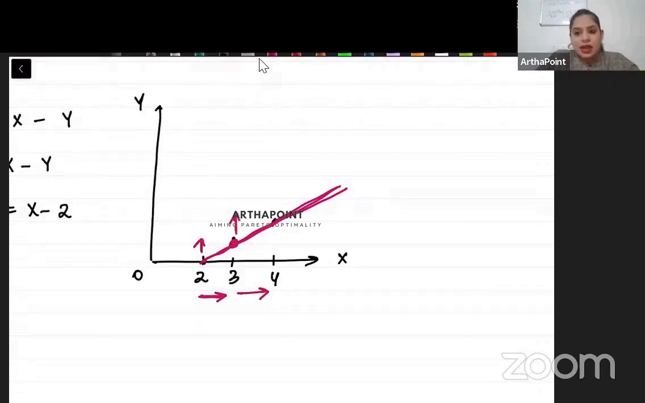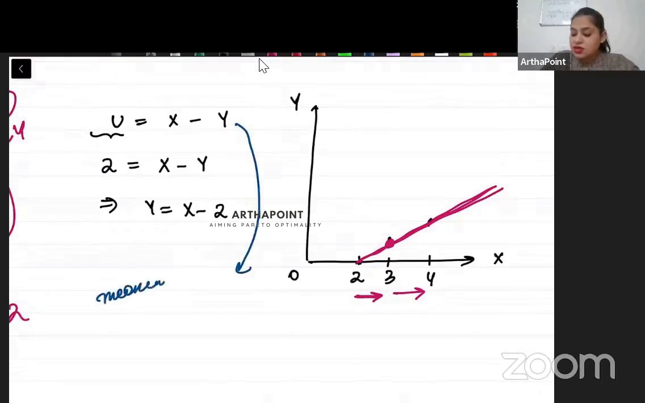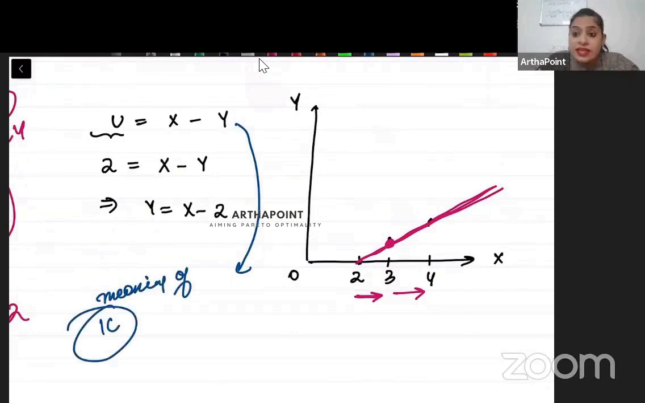Now, this was just talking about MRS. So we understand that it's also positive. To increase 1 x, we increase 1 y. Slope is also positive. But supposedly the question would have been, can you interpret what is the meaning of this indifference curve? This means that one of these goods, and we know which good, is a bad good.